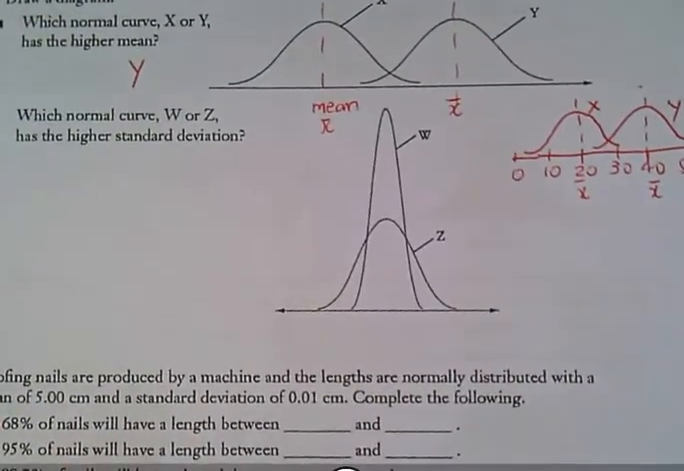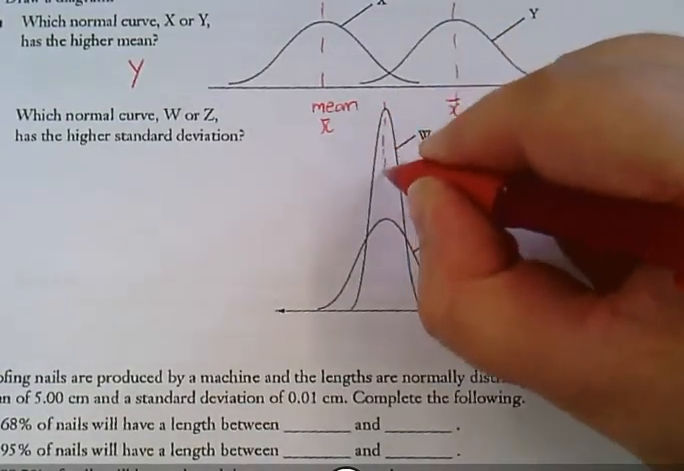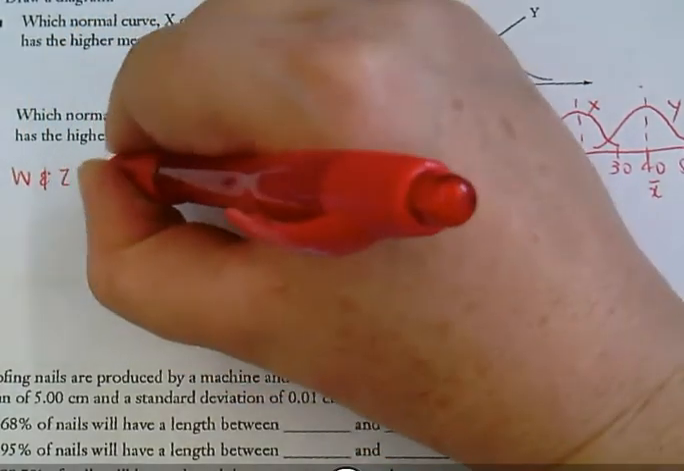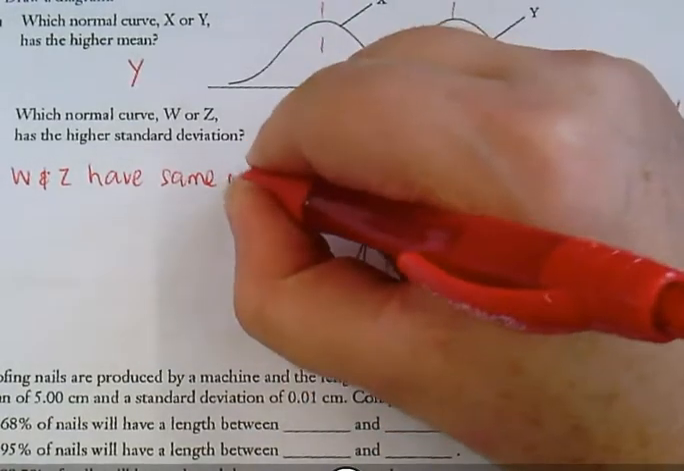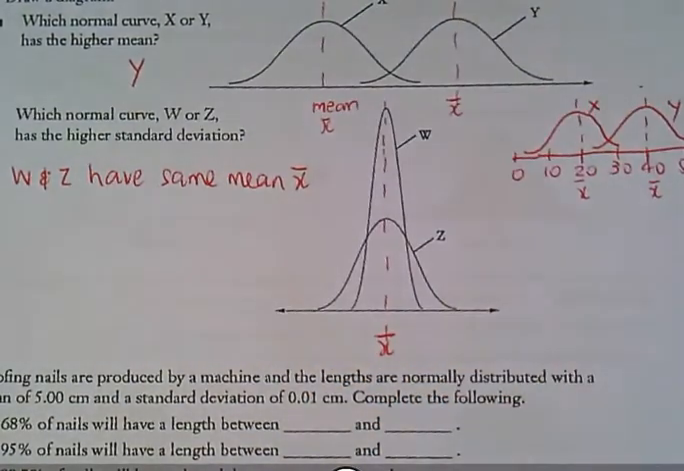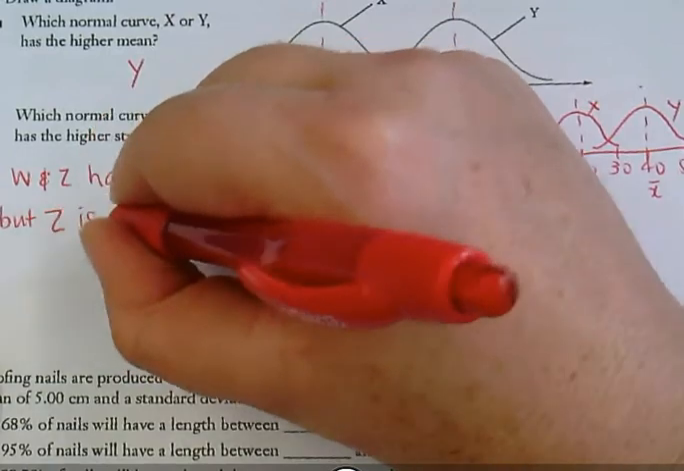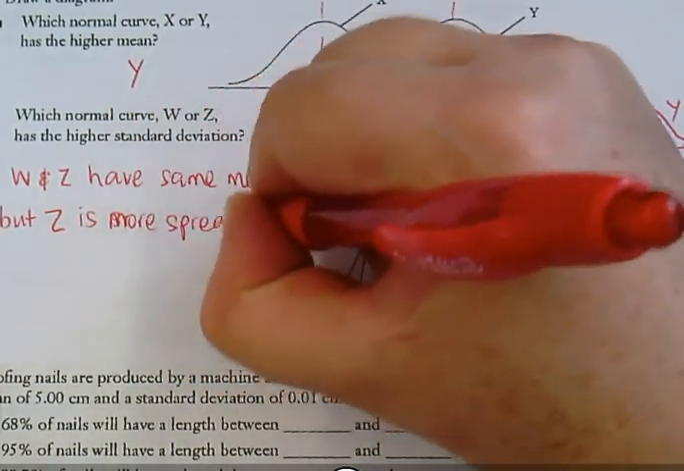Which normal curve, why are they called normal curves? Because they're symmetrical. Do these two have the same mean? Yes, they do. But which one's data is more spread out? Z. So W and Z have the same mean. Can you see that? They have the same mean, which is x bar. Remember the symbol for mean? X bar. But Z is more spread out. Do you agree with that? It's more spread out. Now, what does spread out mean?